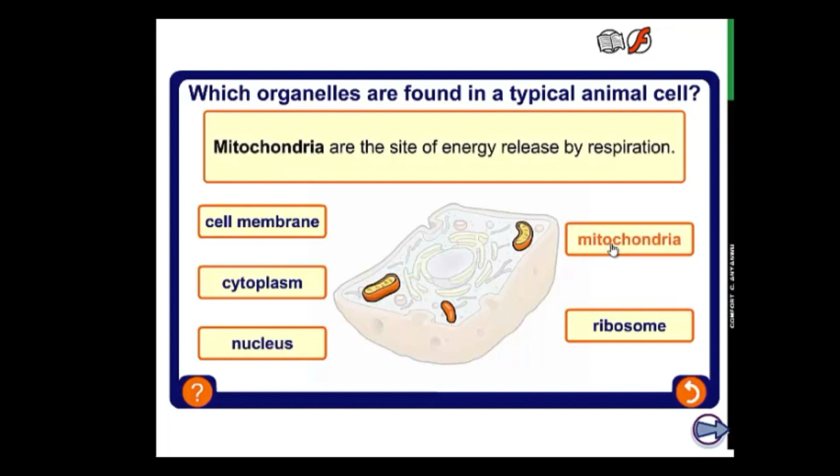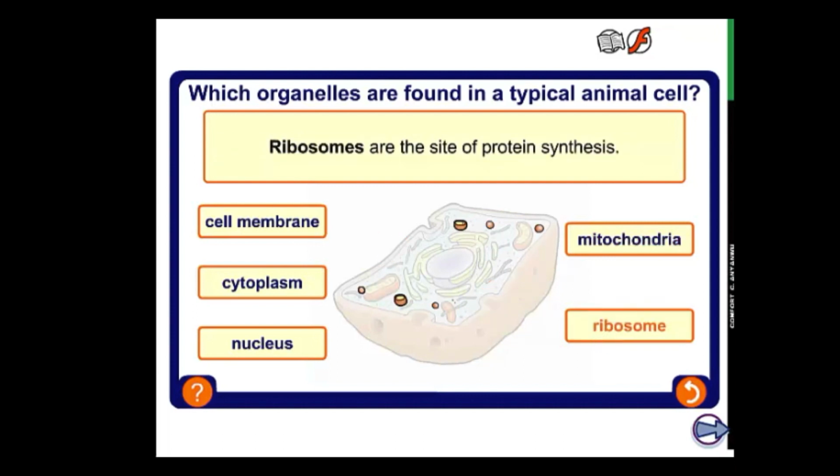The mitochondria is the site in the cell responsible for respiration, where energy is released. We've come across respiration before, so that's where energy is made for every cell. And finally, look at the ribosomes. The ribosomes are the site for protein synthesis.